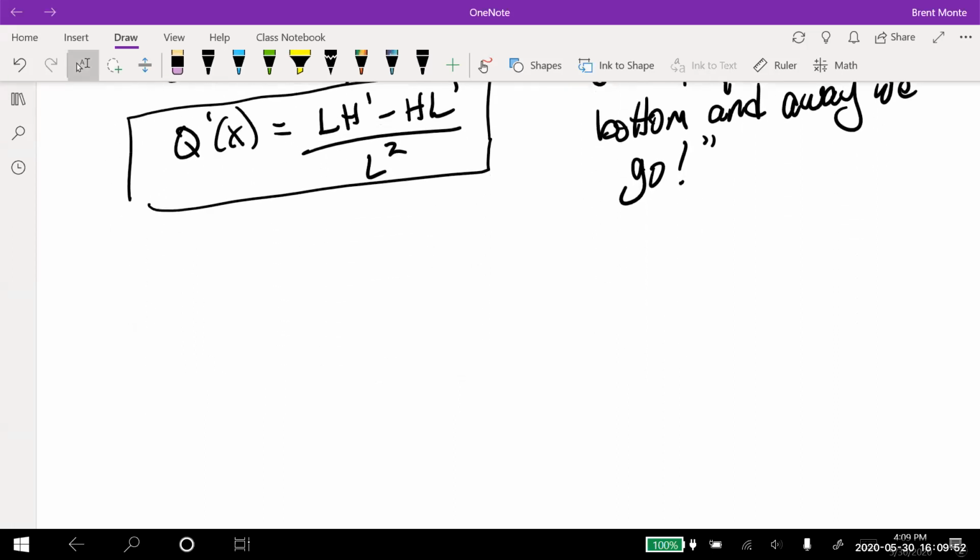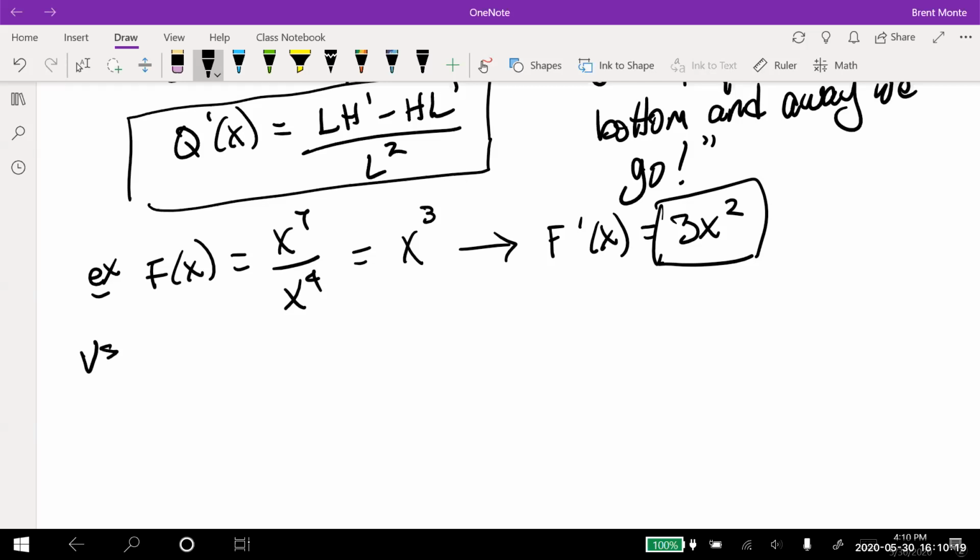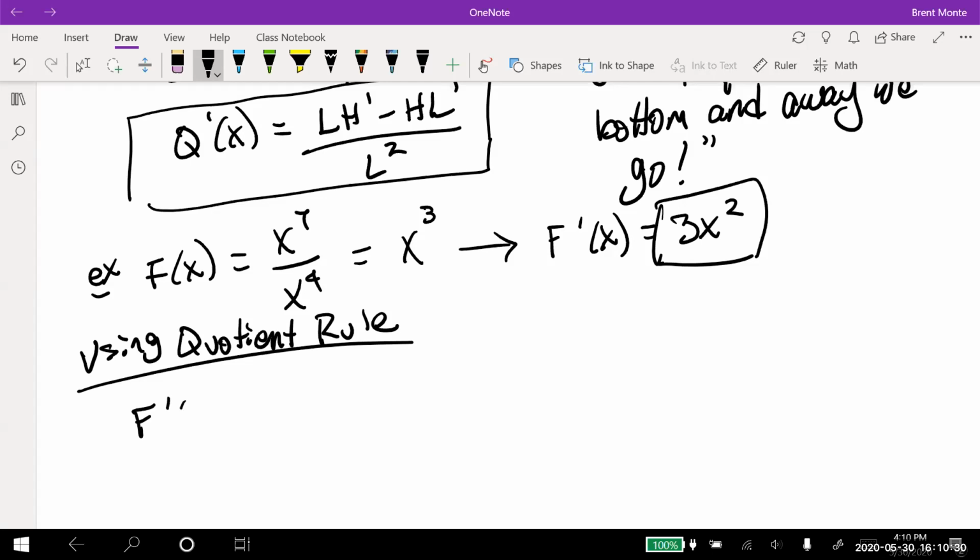So let's think. What we had before was x to the 7th over x to the 4th. And again, we knew that we subtracted exponents, we get x to the 3rd, and I know the derivative of that has to be 3x squared. All right, so I know that's true. Let's apply the quotient rule to make sure it works. So we'll say using quotient rule. All right, so here we go. So the derivative is.